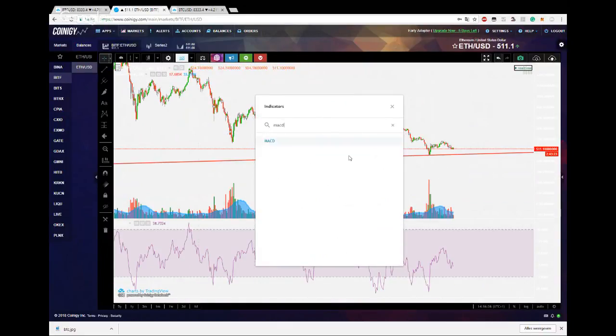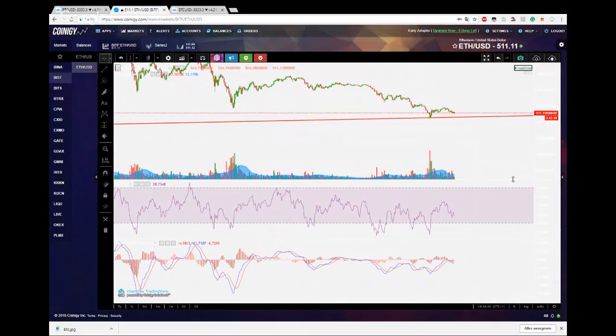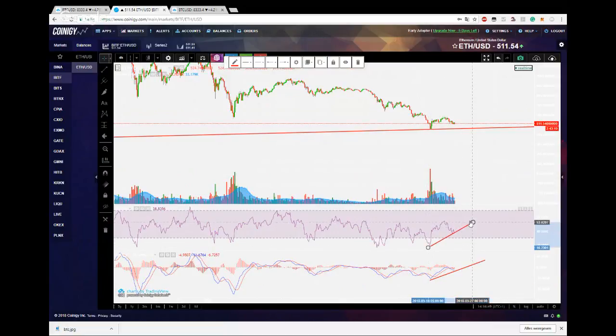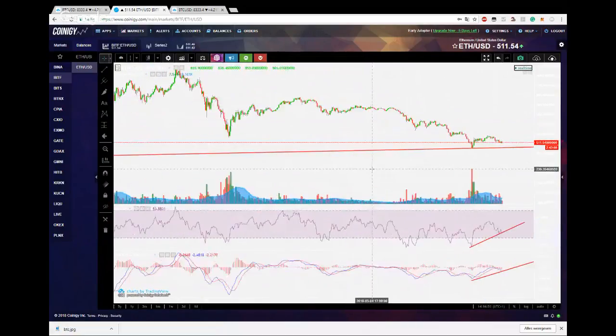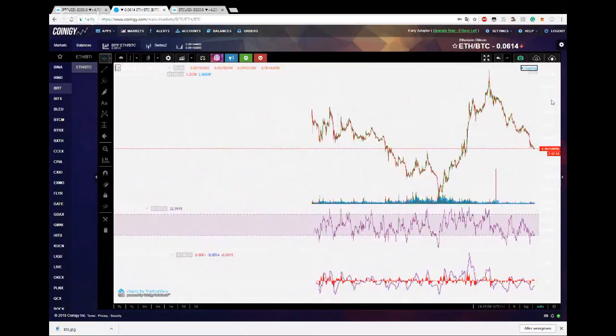Now, let's see if we have any divergence. Doesn't appear to be so. Obviously, the MACD and RSI are all looking good. So yeah, it's looking good for now, but it might turn bearish any moment. Let's pair it against Bitcoin. Let's see if there's anything going on here.